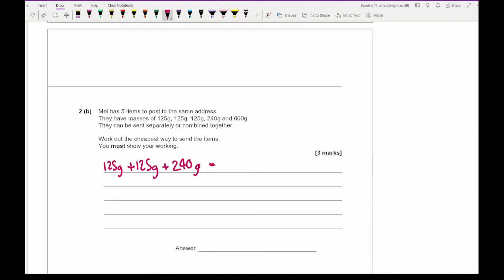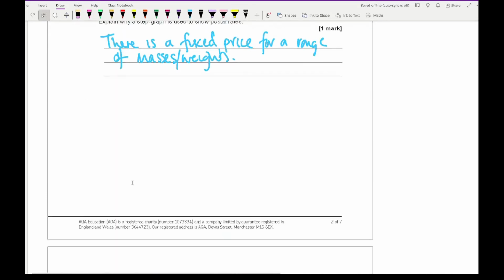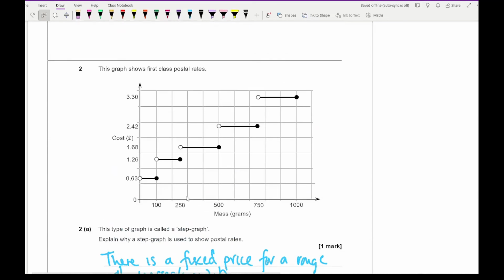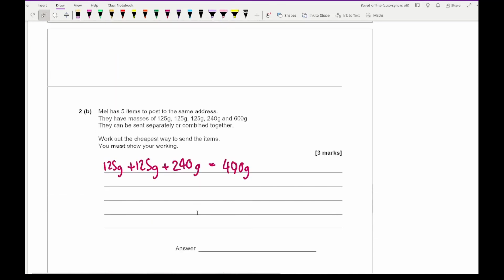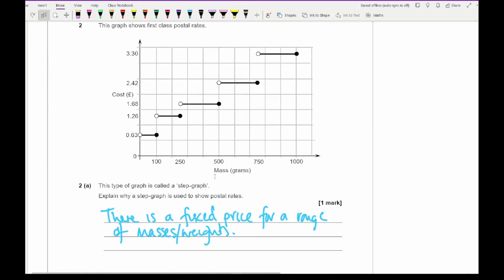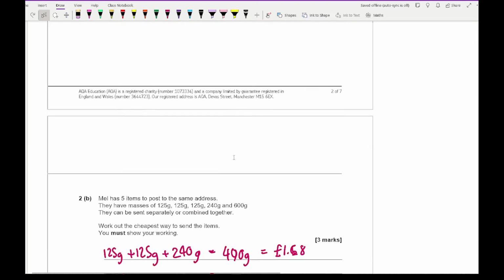So adding all of those up, we get 125 plus 125 plus 240, and that comes up to 490 grams. And sending a parcel of 490 grams will cost £1.68. So that equals £1.68. And then sending the remaining ones, which is 125 grams plus 600 grams, which comes up to 725 grams, and that's going to cost, to send a parcel of 725 grams, £2.42.